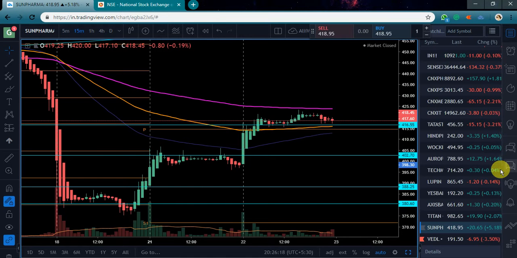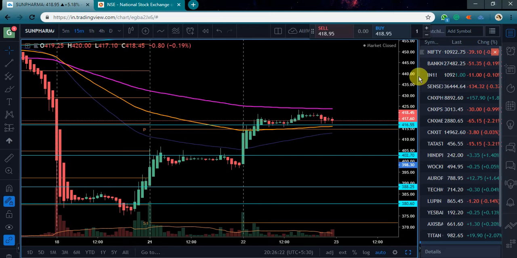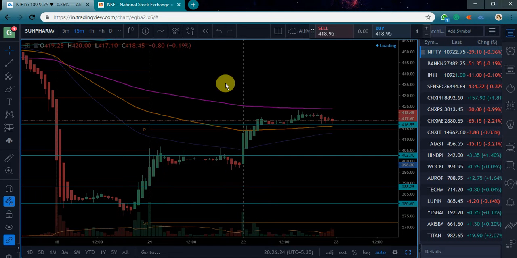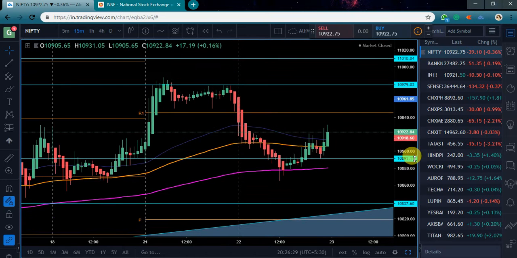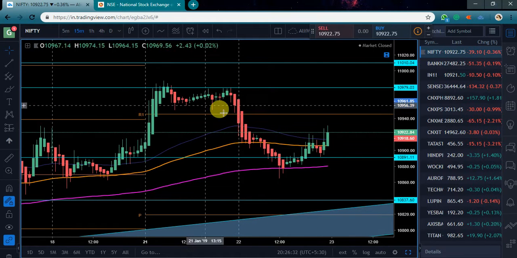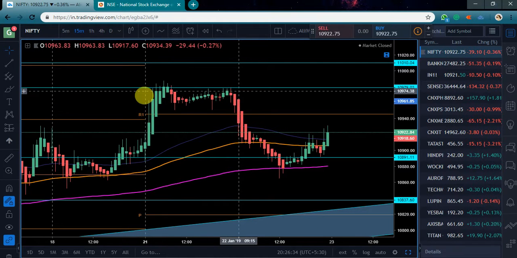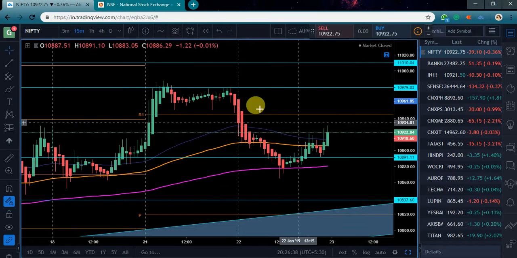So let's change the topic now. Let's talk about Bank Nifty, right? See, for Bank Nifty I had already drawn the levels for tomorrow. See, these are the levels for tomorrow which I am probably expecting.